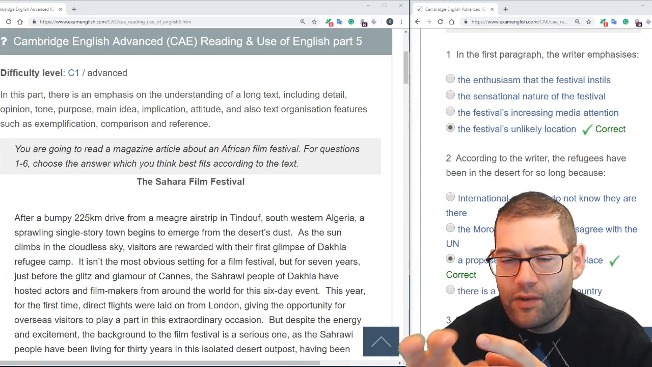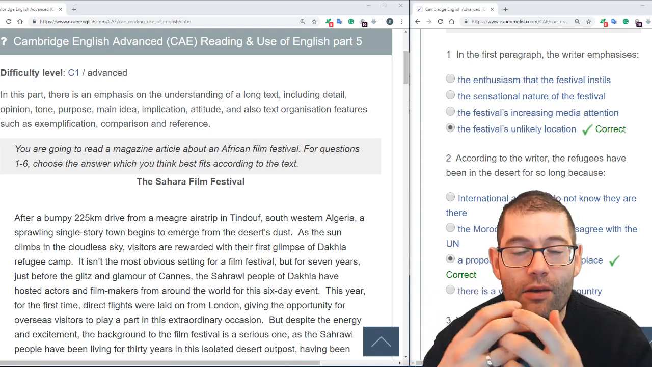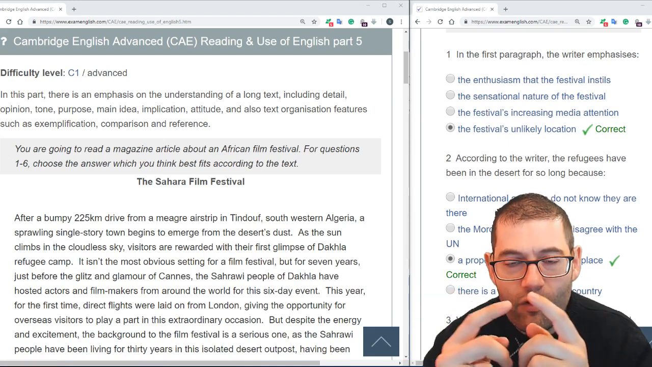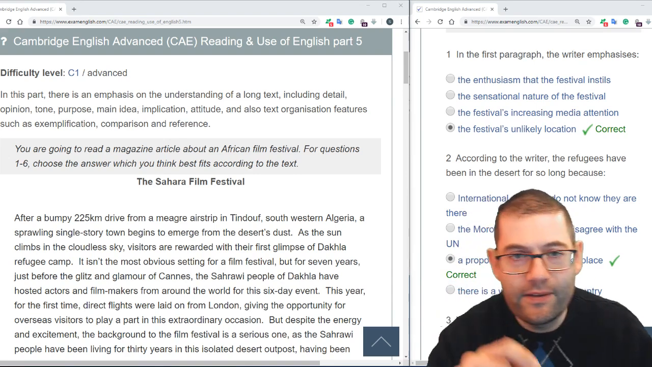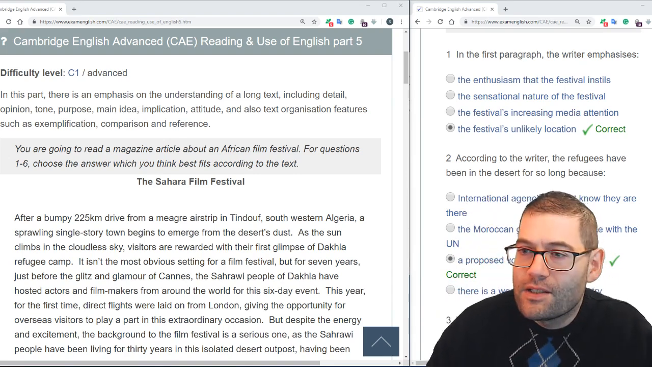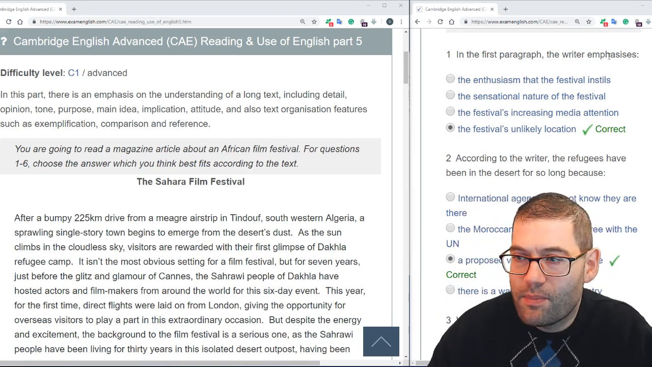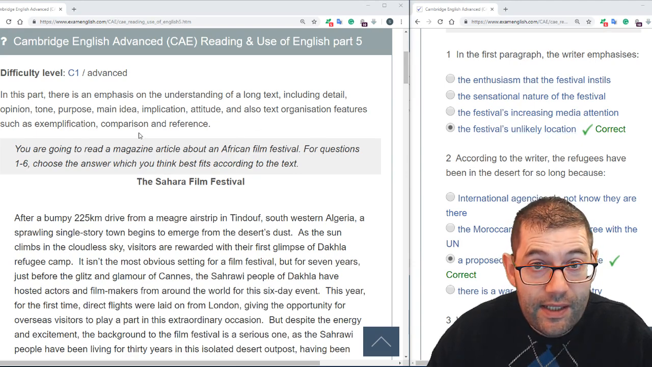Then have a look at the questions and see what you can connect together from the links, from the important things that you've identified and what's being talked about in the question. So let's go through the first question. You can see above my head, the correct answer is D. In the first paragraph, the writer emphasizes the festival's unlikely location.